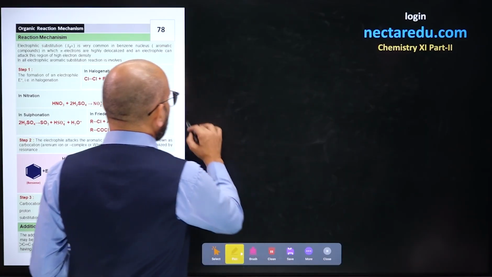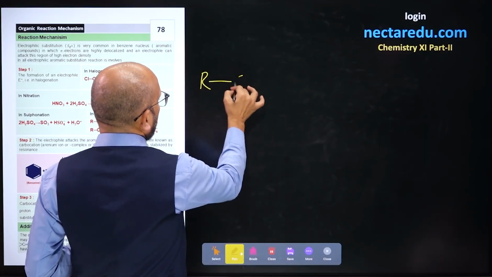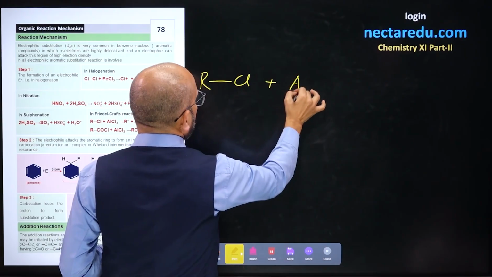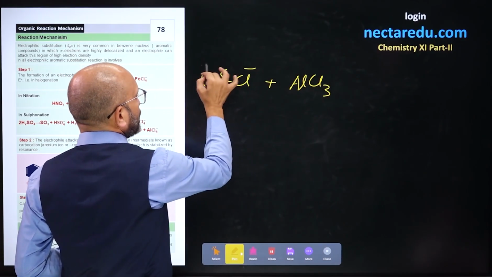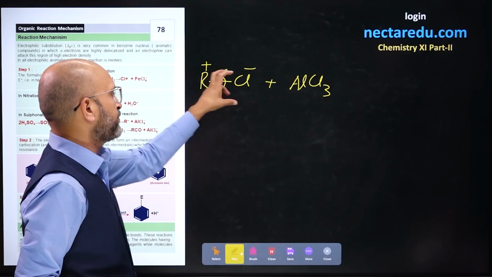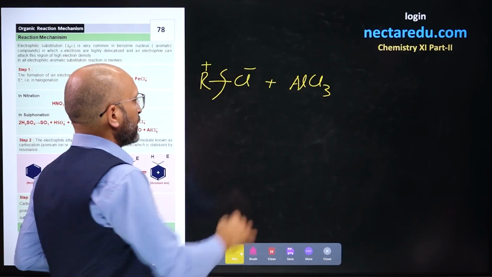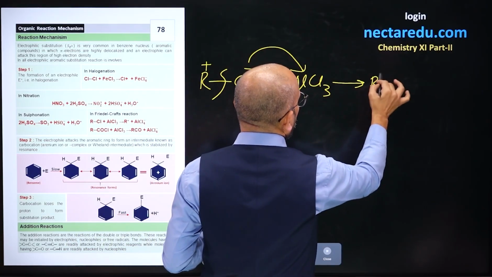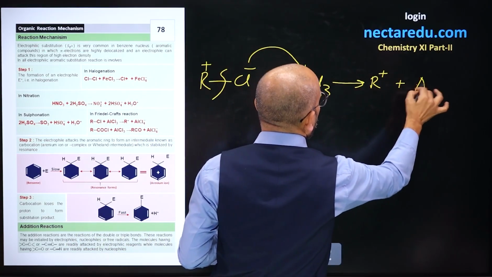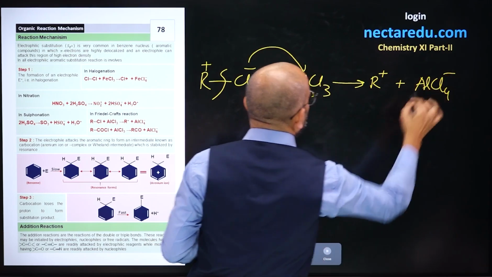In Friedel-Crafts alkylation, we have RCl and we take AlCl3. Same happens as in halogenation. The bond breaks, you get Cl minus and R plus. This Cl minus attaches to AlCl3. We get the electrophile required, R plus, along with AlCl4 minus.